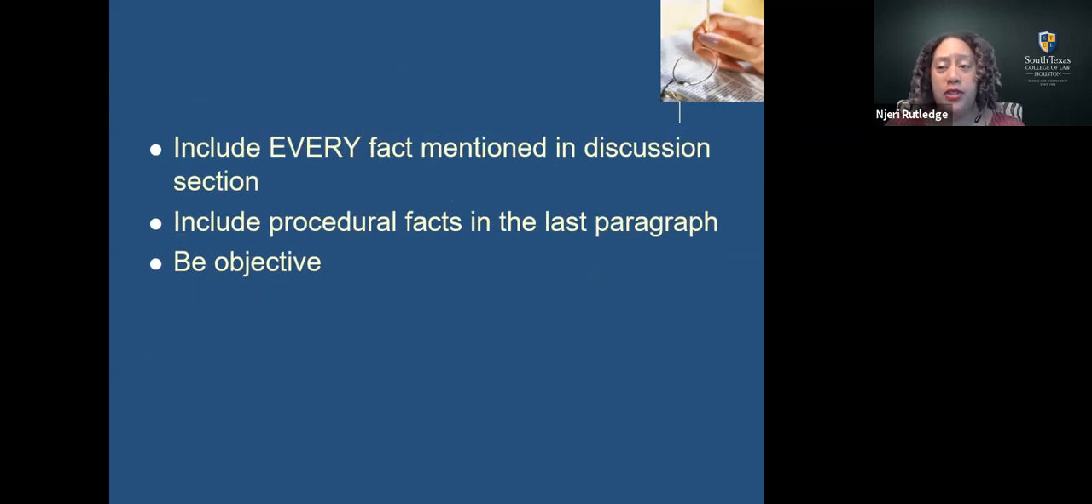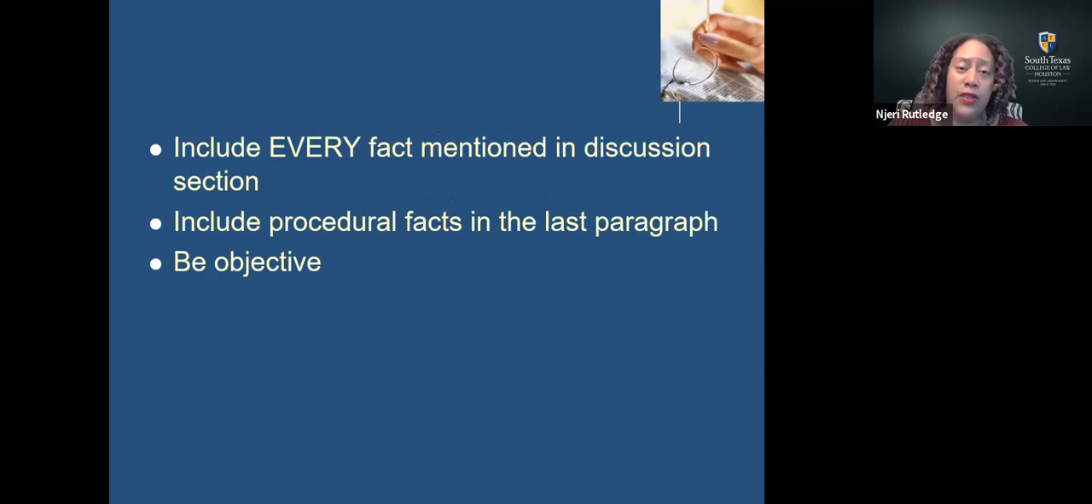Include every fact mentioned in the discussion section. Include procedural facts in the last paragraph, be objective. Now, I believe in another video I talked about drafting the thesis paragraph last. You can actually think about drafting your statement of facts last.